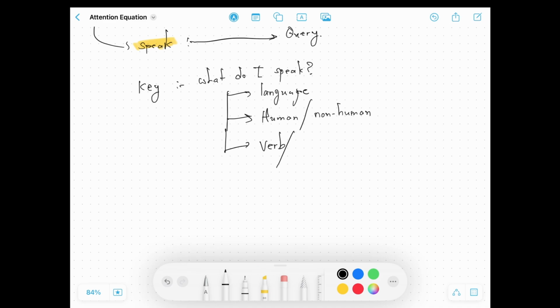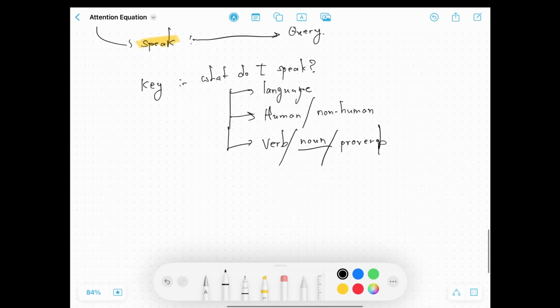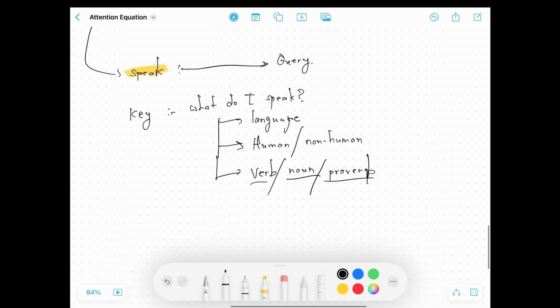or a noun. Maybe not a noun, speaker, but noun. So anything like proverb. So how? In not for this example maybe, but in many other cases, I need to understand what type of word that I'm looking for. So that these kind of stuff. So this will be our keywords for that.